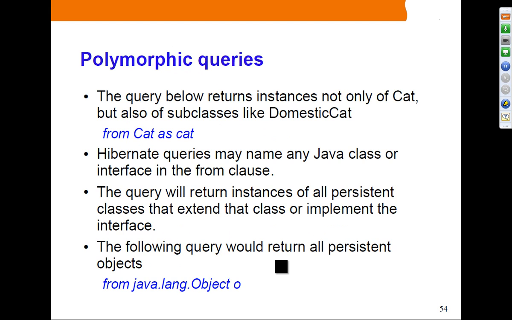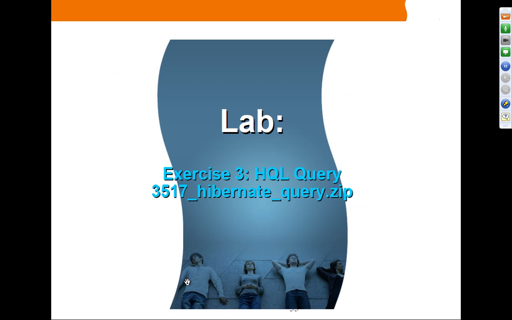Polymorphic query is again because anything that is a cat instance and subclass of cat will be returned. That's basically what this is talking about. Hibernate queries may name any Java class or interface in the from clause. So here, any Java class or interface, and then the query will return instances of all persistent classes that extend the class or implement the interface. So in this case, if you say from java.lang.Object, then it will return everything, right? Because everything is a subclass of Object. Alright, so that's exercise 3.